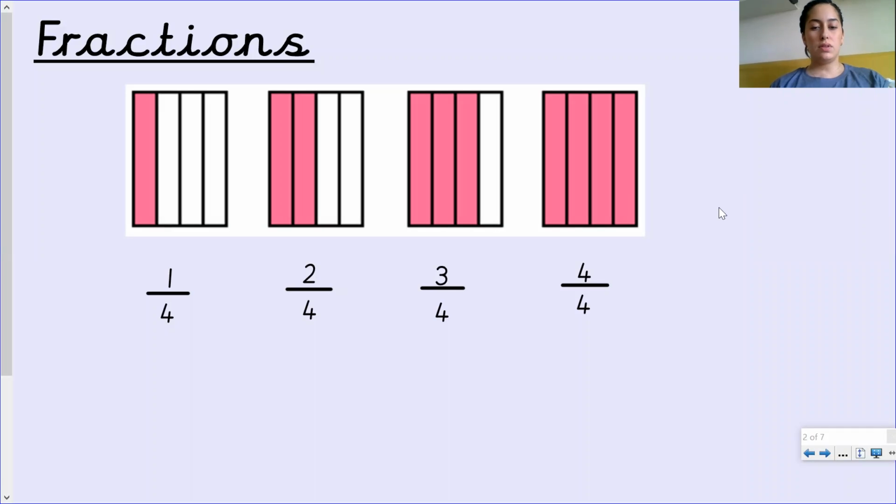In the previous video, you learned how to write fractions for a shape. Today, we're going to continue learning about fractions and we're going to focus on whole fractions. Whole fraction.